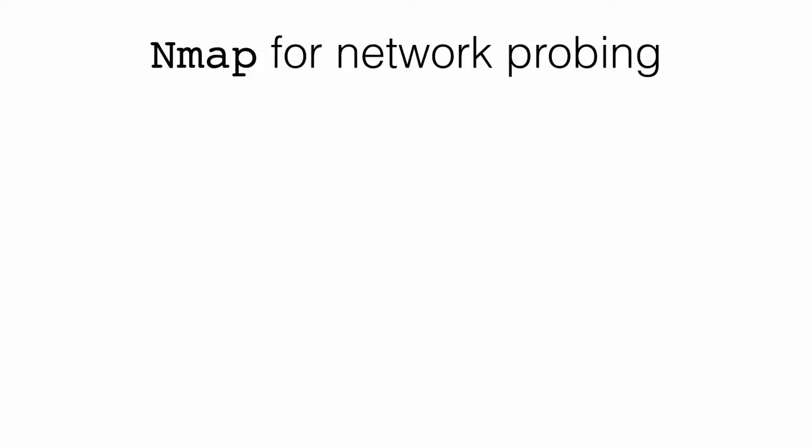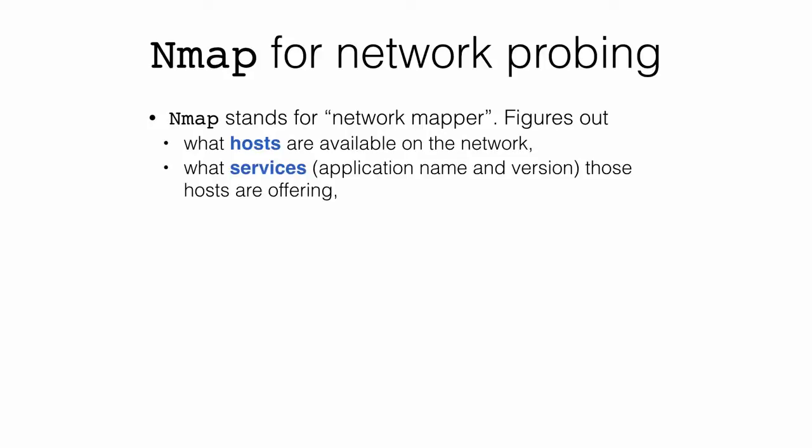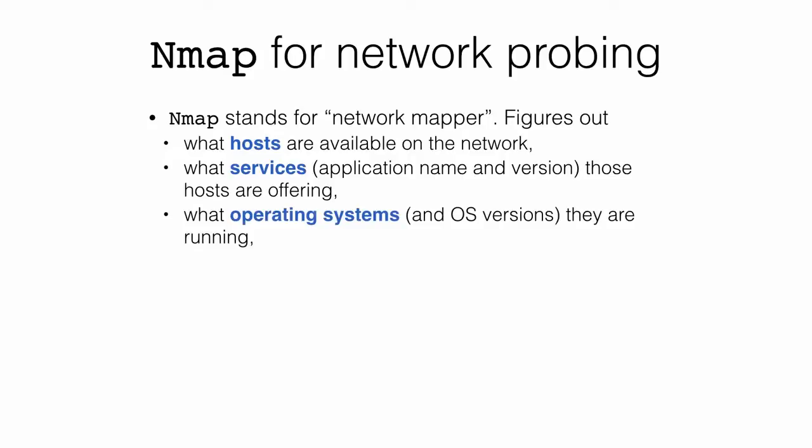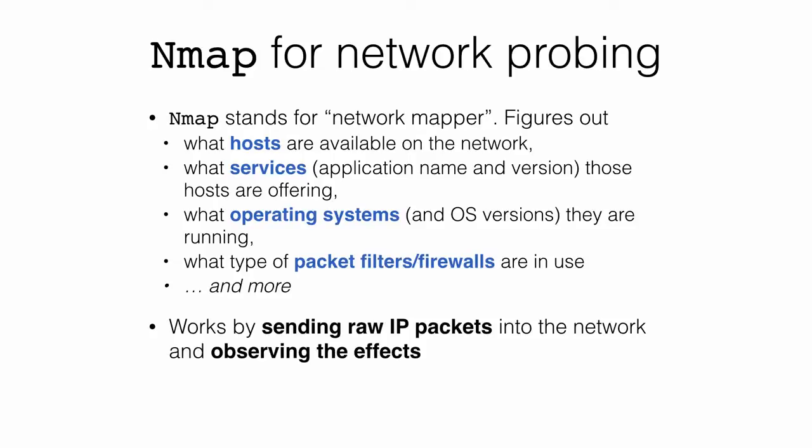The first tool we'll consider is Nmap, which is used for network probing. Nmap stands for Network Mapper, and it will figure out for you what hosts are available on the network, what services, that is, application name and version, those hosts are offering, what operating systems the hosts are running, and what type of packet filters or firewalls are in use, and many other things. Nmap works by sending raw IP packets into the network and observing the effects. You can give it a range of addresses, and it will send packets to those addresses, watching how the hosts that it tries to find at those addresses respond.